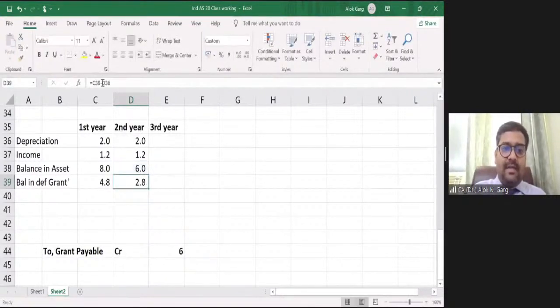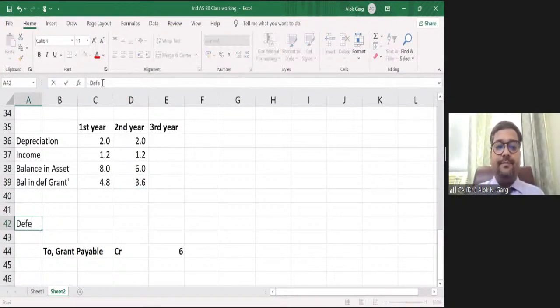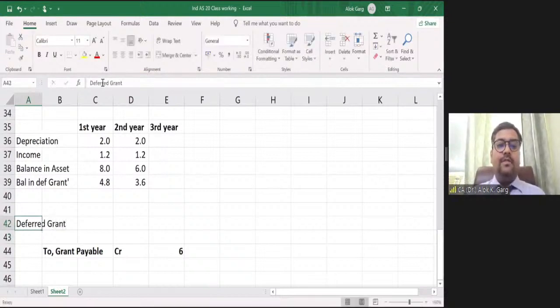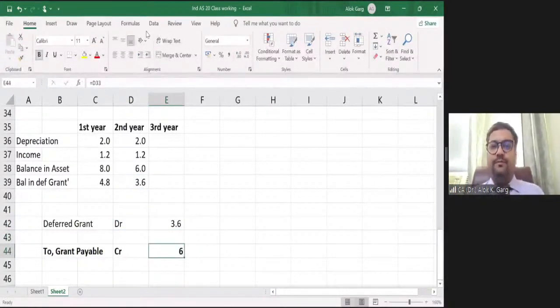balance in asset, the balance in grant is 4.8 minus 1.2, 3.6. Then whatever balance is available in the unamortized government grant has to be debited. So this deferred grant will be debited. Debit by how much amount? 3.6 balance is available as of now. Okay, 3.6 is available.